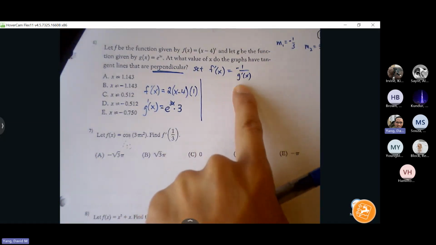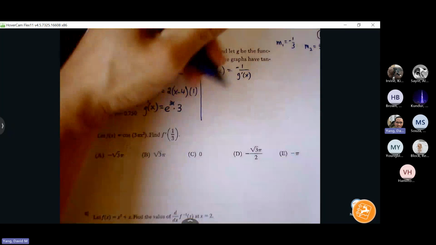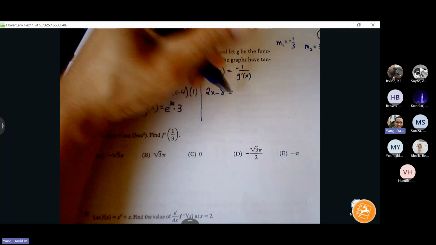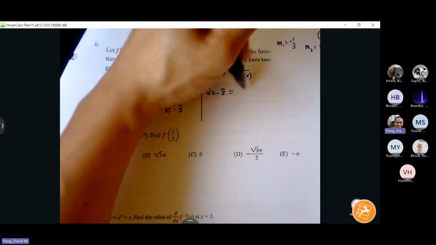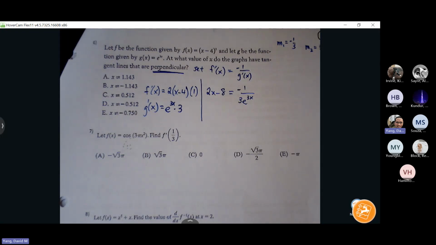So we're going to set them equal to each other in this relationship here. Here's my f prime, 2x minus 8, if I distribute that 2 through. Here's my reciprocal of my g prime. Now, it's going to be hard to solve this by hand, so this is where we can use our calculator. Why don't we just bring everything over to one side, graph that function, and look for the x-intercept. Anytime we don't want to solve this by hand, we can do that. So let me bring this over to one side.